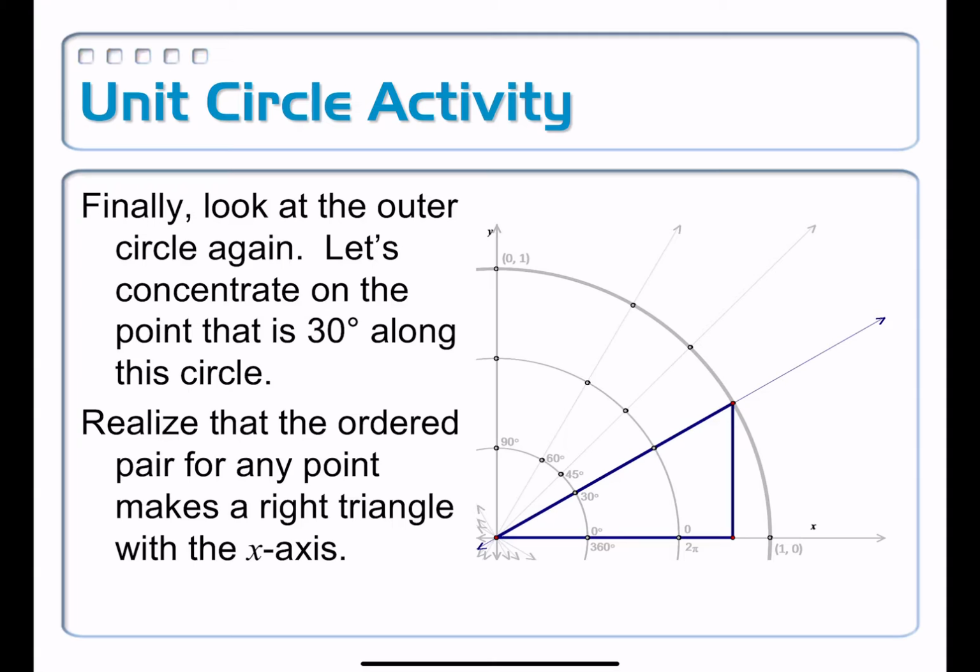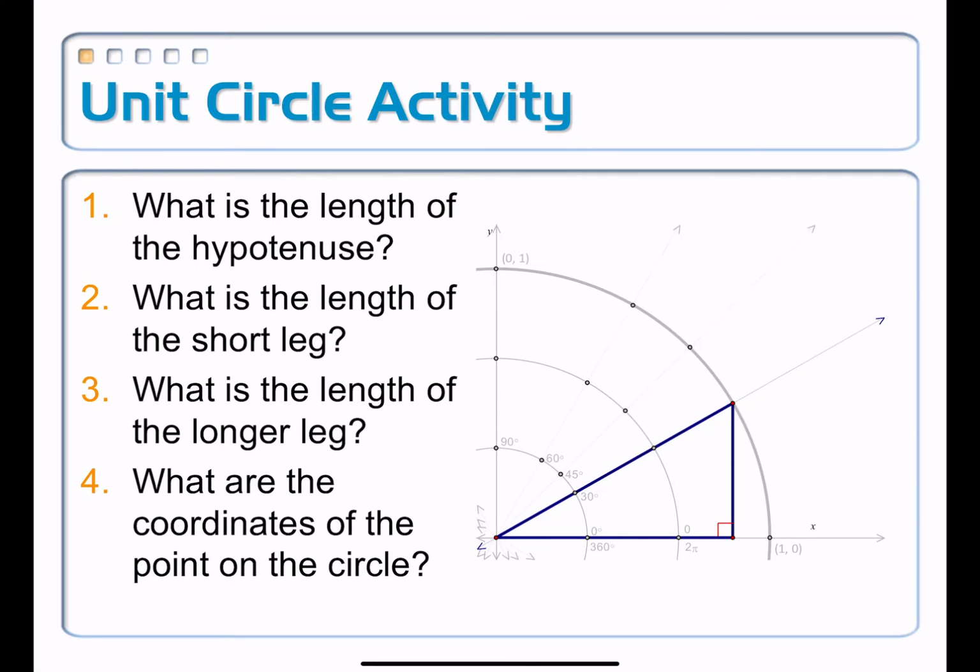And which side length do we know? On the unit circle, which of these three segments do I know? And obviously, I know the hypotenuse length. The hypotenuse length is the length of the radius, which we know to be 1. So there we go. We have a hypotenuse length of 1.